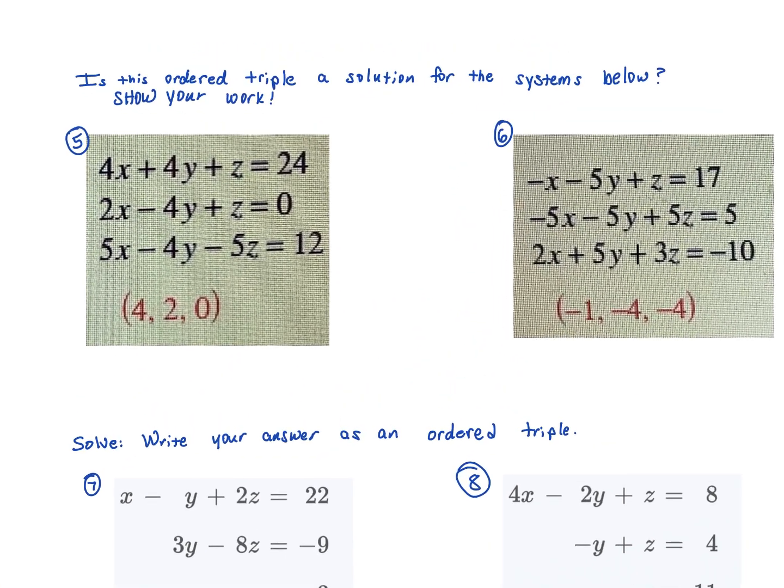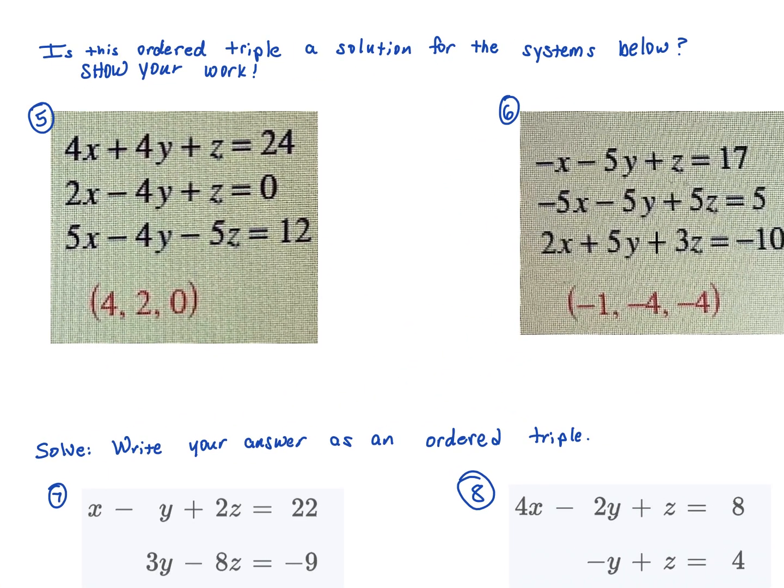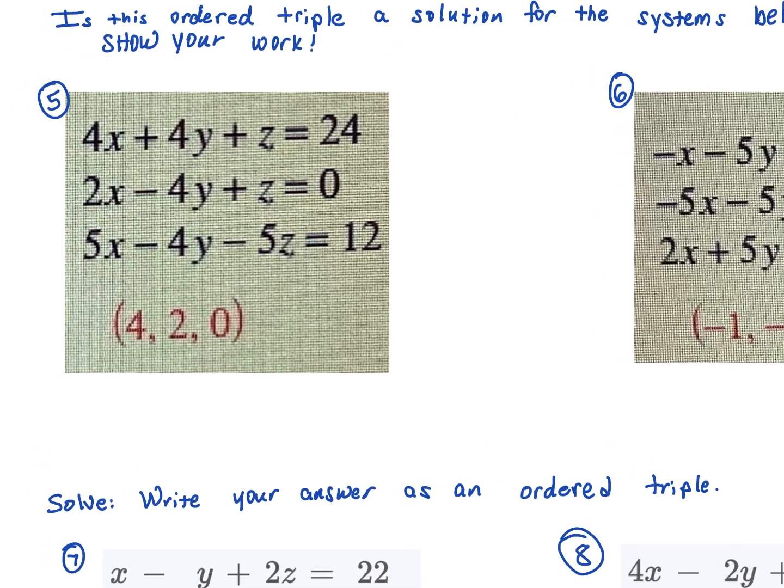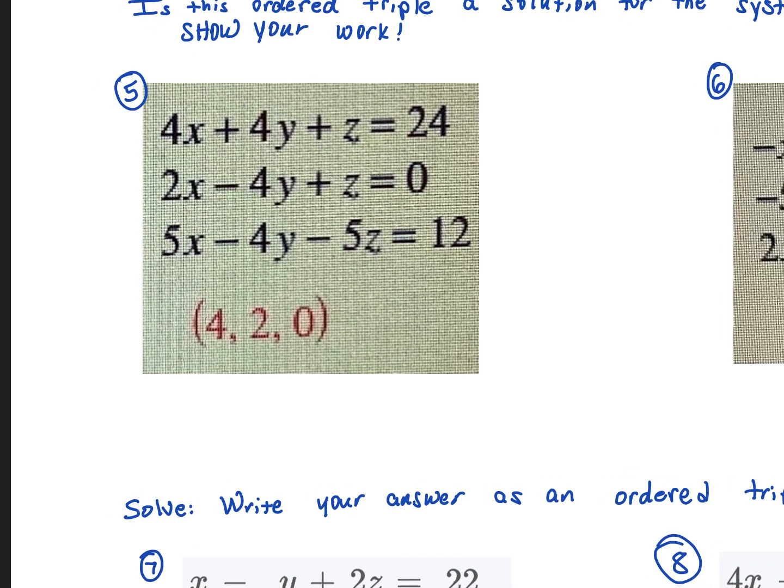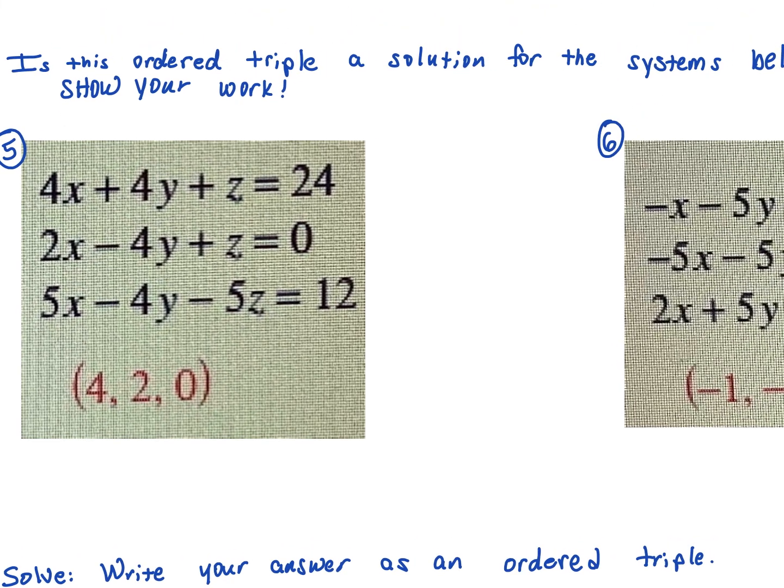Your next 2 questions tell you to show if the ordered triple is a solution to the system. For number 5, you're given 4x plus 4y plus z is equal to 24, 2x minus 4y plus z is equal to 0, and 5x minus 4y minus 5z is equal to 12. I'm going to do this over here.